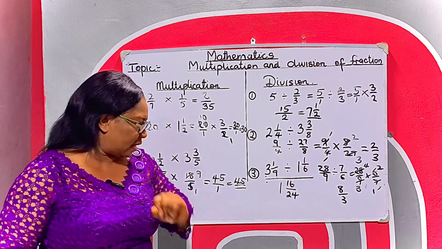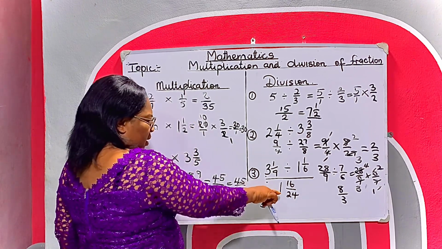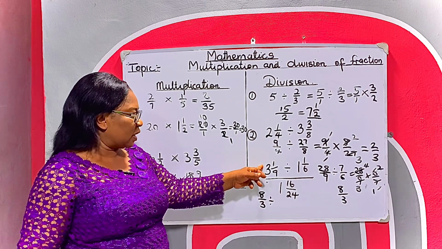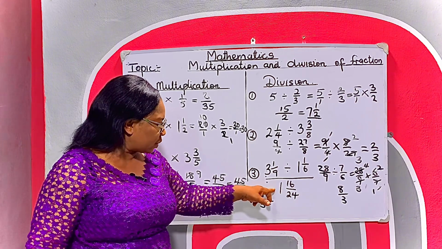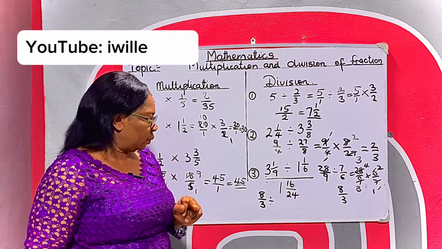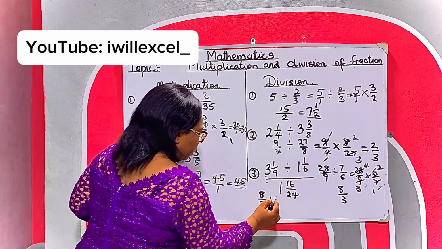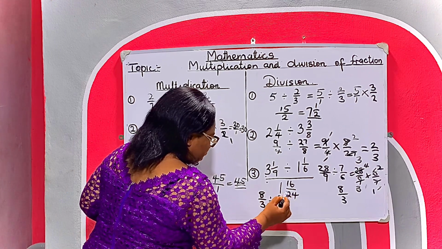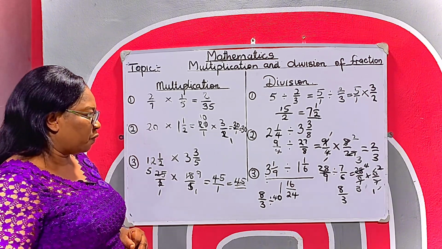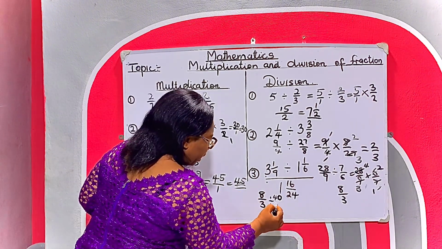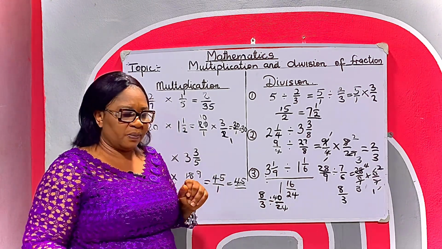So you use that 8 over 3. 8 over 3 divide by this down one. You have gotten the answer for this. You use your result to divide the down one. 24 times 1 is 24. Then 24 plus 16 will give you 40. Good. 40 over 24, because the denominator always remains the same.